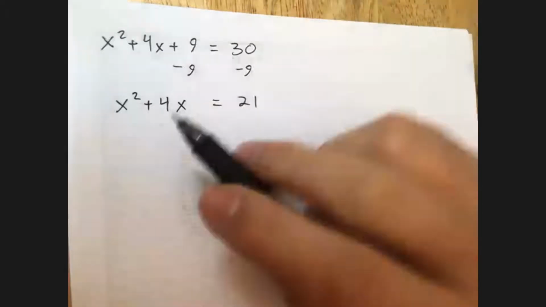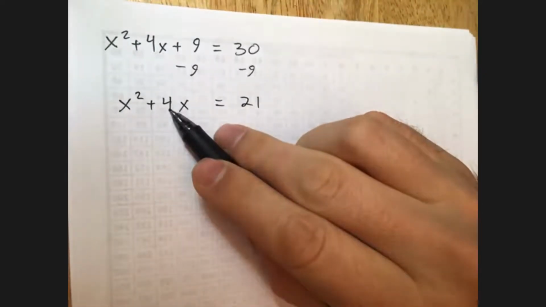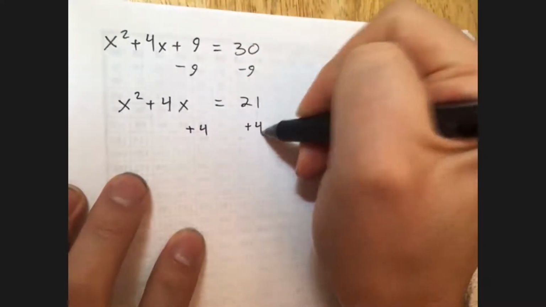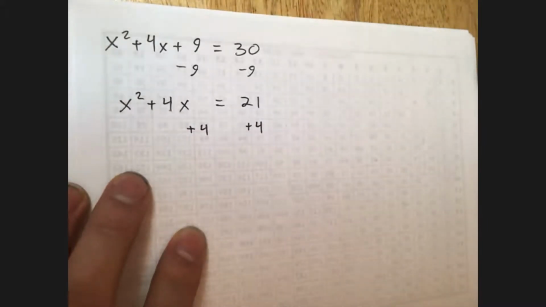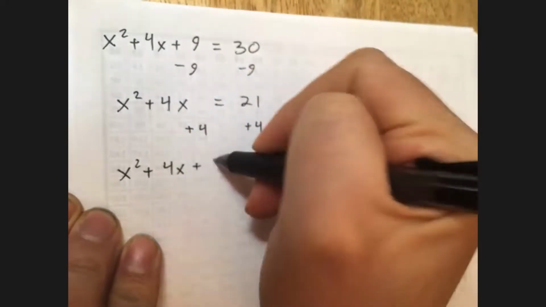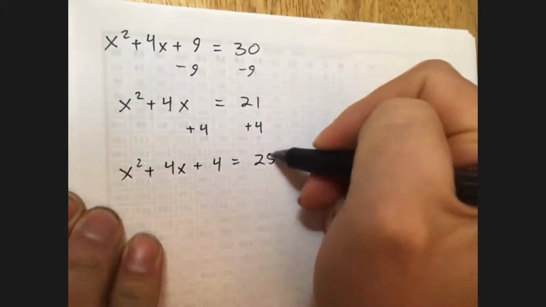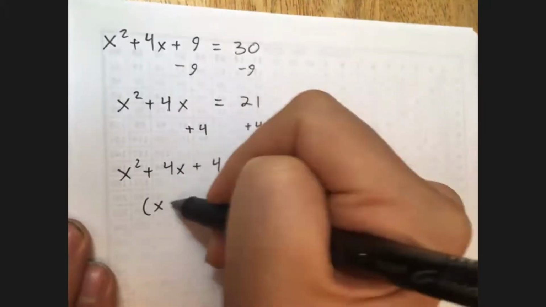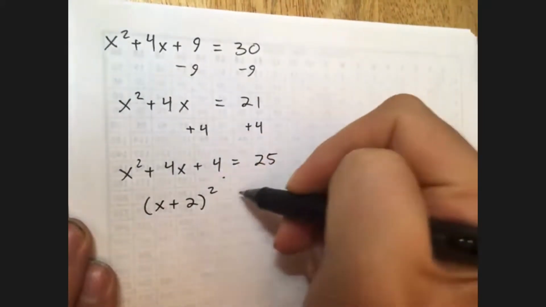4, I think. Yeah, 4. You take half of this, it's 2, and you square it, it's 4. Very good. So I'm going to add 4 to both sides. What happens? I get x squared plus 4x plus 4. This is supposed to be a perfect square now. And sure enough, it's x plus 2 squared.